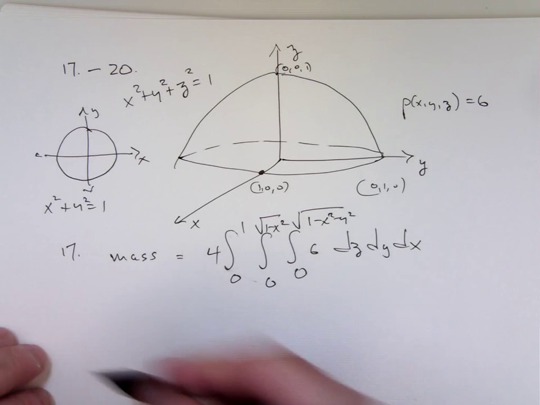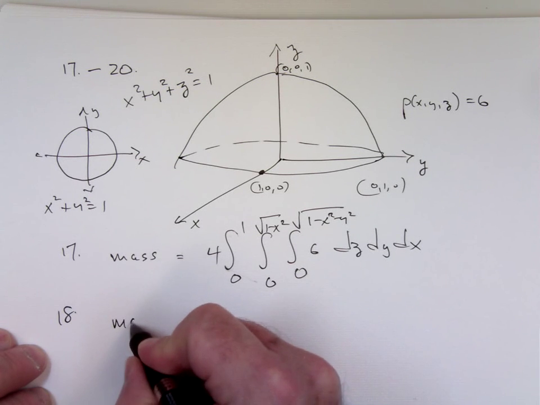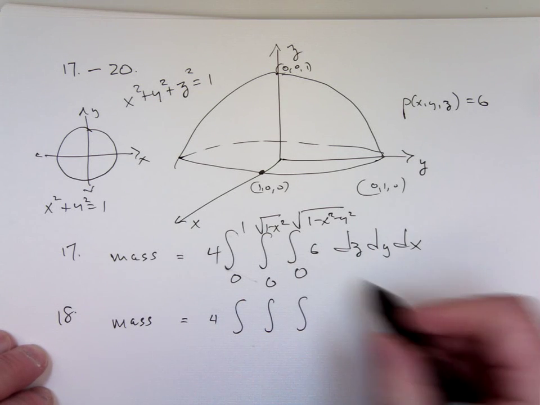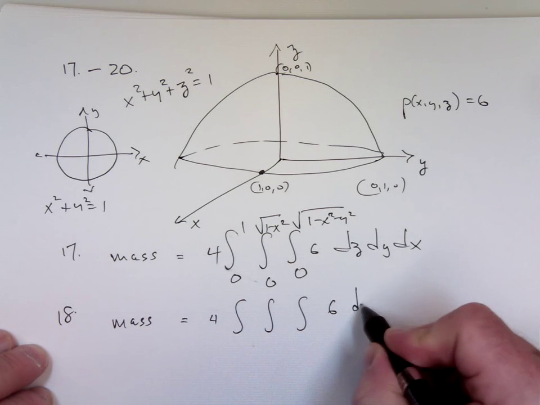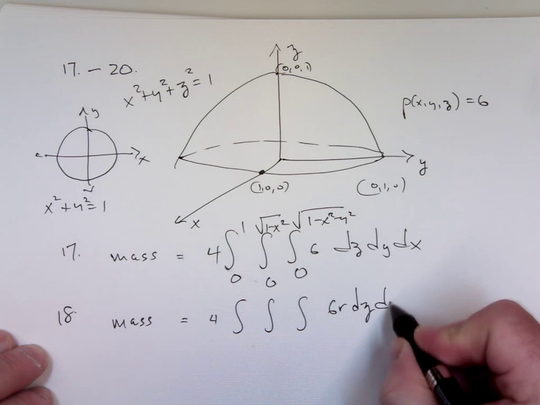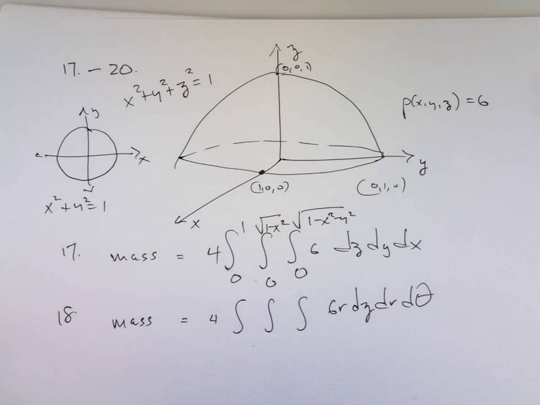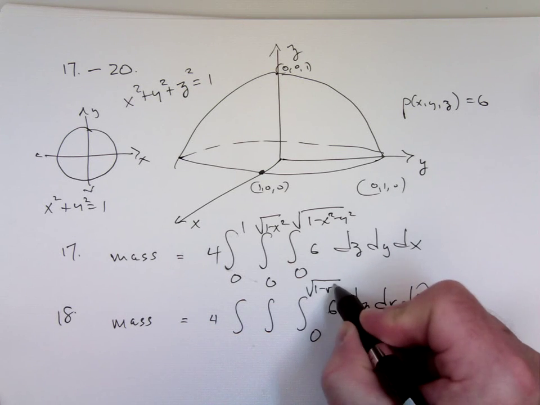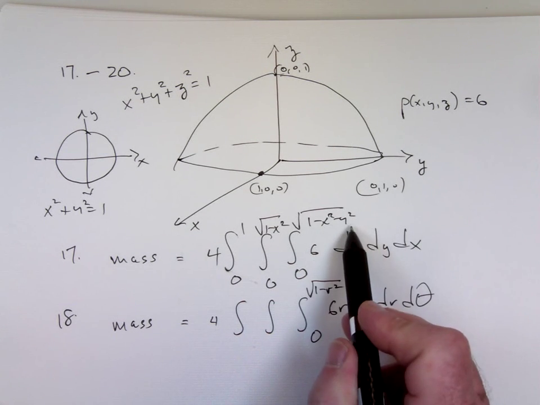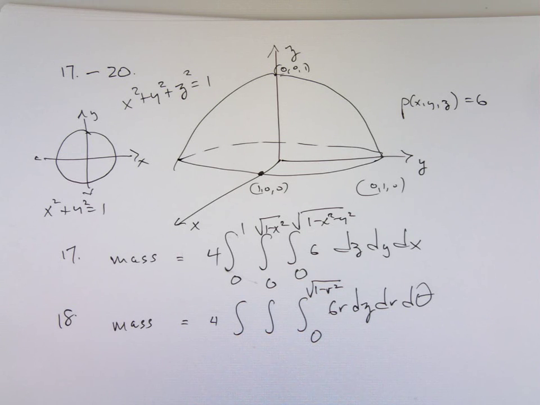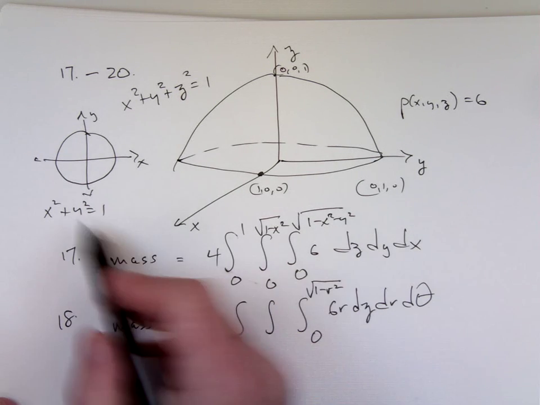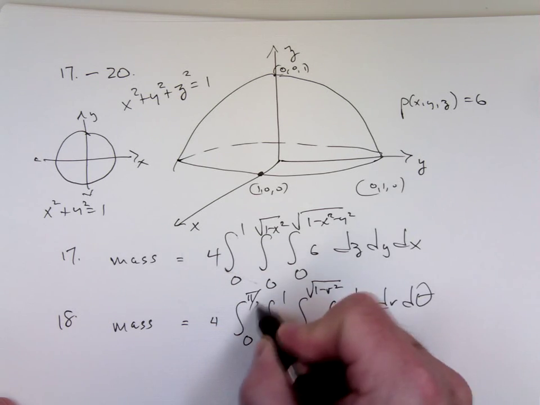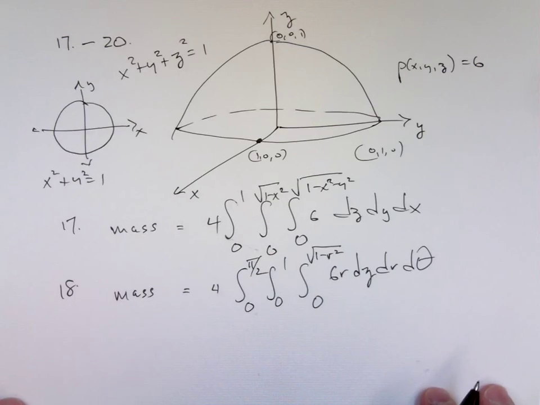Cylindrical coordinates. Okay? Still have a 6. We'll have a dz, but we have an r dr d theta. Okay? The z is going to go from 0 to the square root of 1 minus r squared. That's a minus the quantity x squared plus y squared, which is r squared. The r's are going to go from 0 to 1, and the theta is 0 to pi over 2. Not too bad.